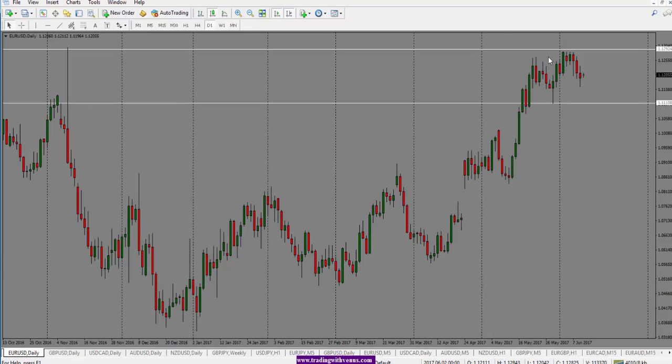Looking at the daily chart here, we can see that this is the range that price has been holding. We haven't broken this range in some time. As a result of that, we are looking for price to stay within the range.